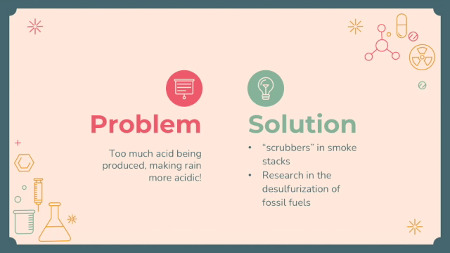Scientists and researchers have made progress in decreasing the effects that worsen acid rain. Most coal-burning power plants now use scrubbers, which essentially trap sulfur dioxides from being released into the atmosphere. Research has also been done in the desulfurization of fossil fuels, making their combustion cause less of a harmful impact to the environment.